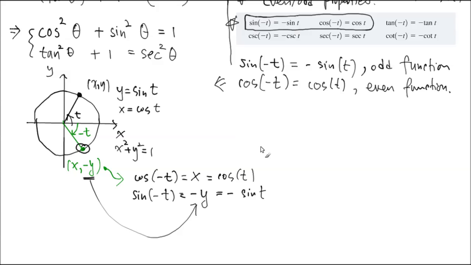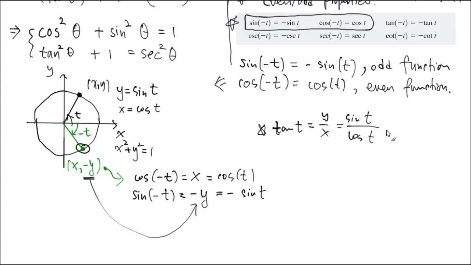How about tangent? There's also an important identity. Do you know how to write tangent in terms of sine and cosine? I think I've introduced it one time, so it's reasonable. What is tangent? Y-coordinate divided by x-coordinate, right? That was the definition: y divided by x. But in the unit circle, what is y? Sine t. What is x? Cosine t. So tangent t is always sine t divided by cosine t.